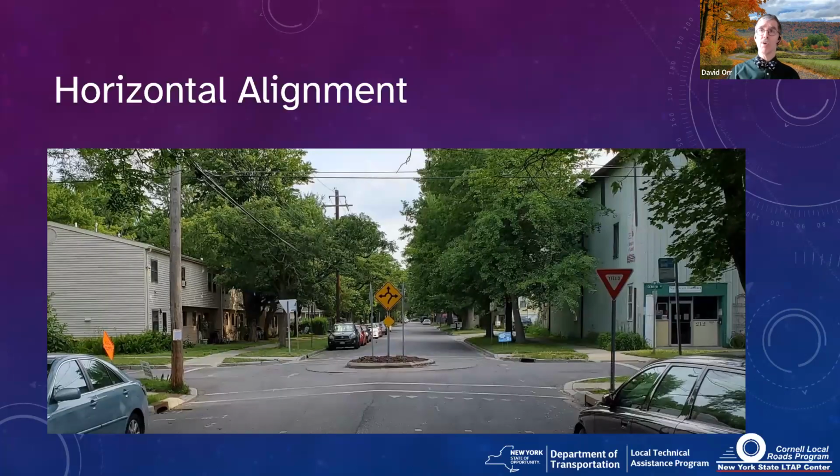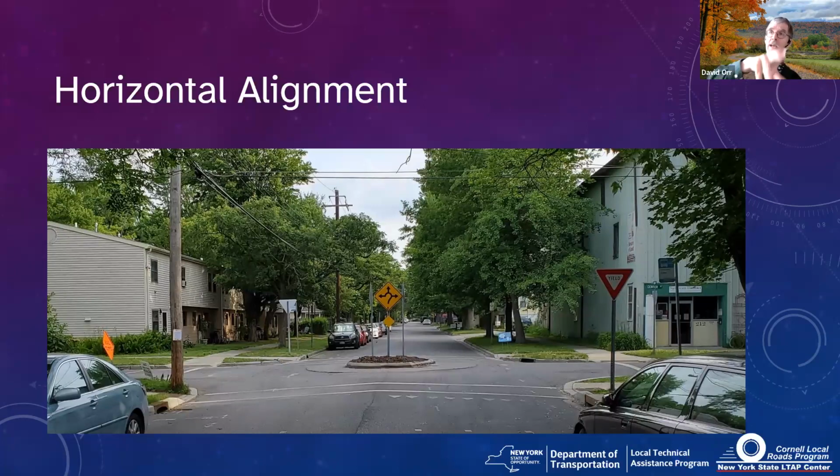Now, horizontal alignment matters. There's whole books written on horizontal alignments. There's certainly stuff in the geometric standards on that. But again, think about the users. If you're in a tight urban area and you want to get around an intersection, they put a little mini roundabout here in the city of Ithaca.